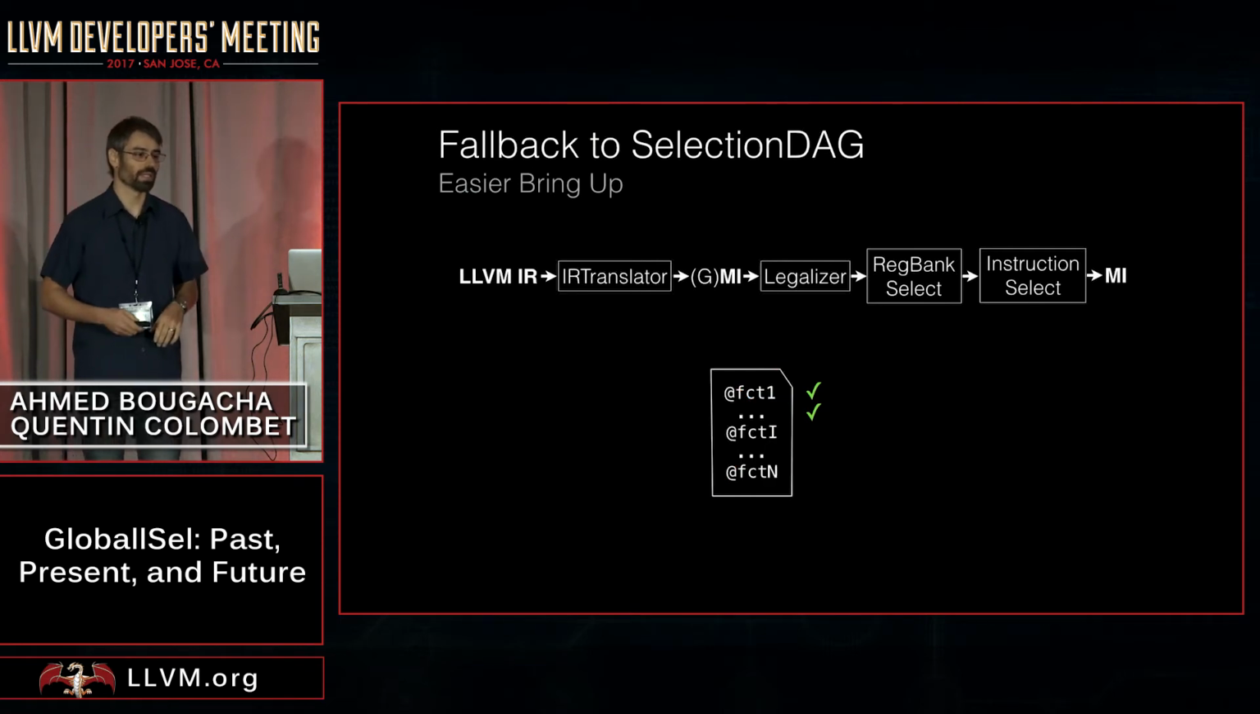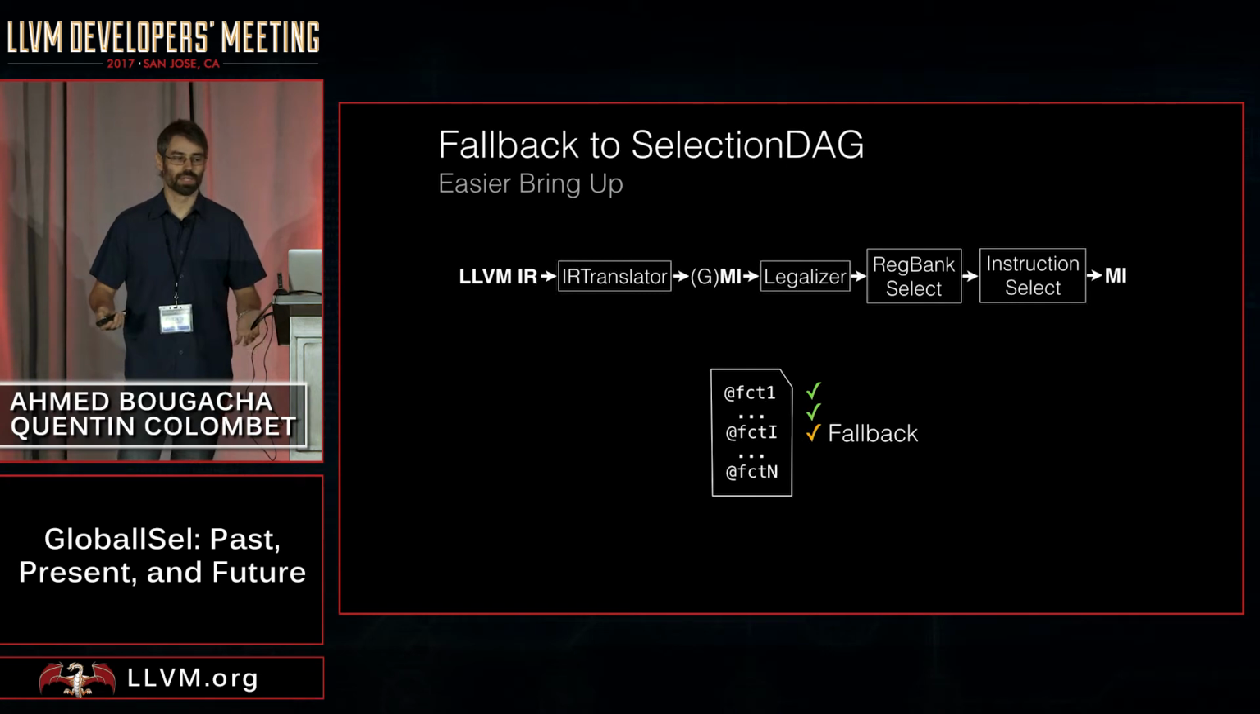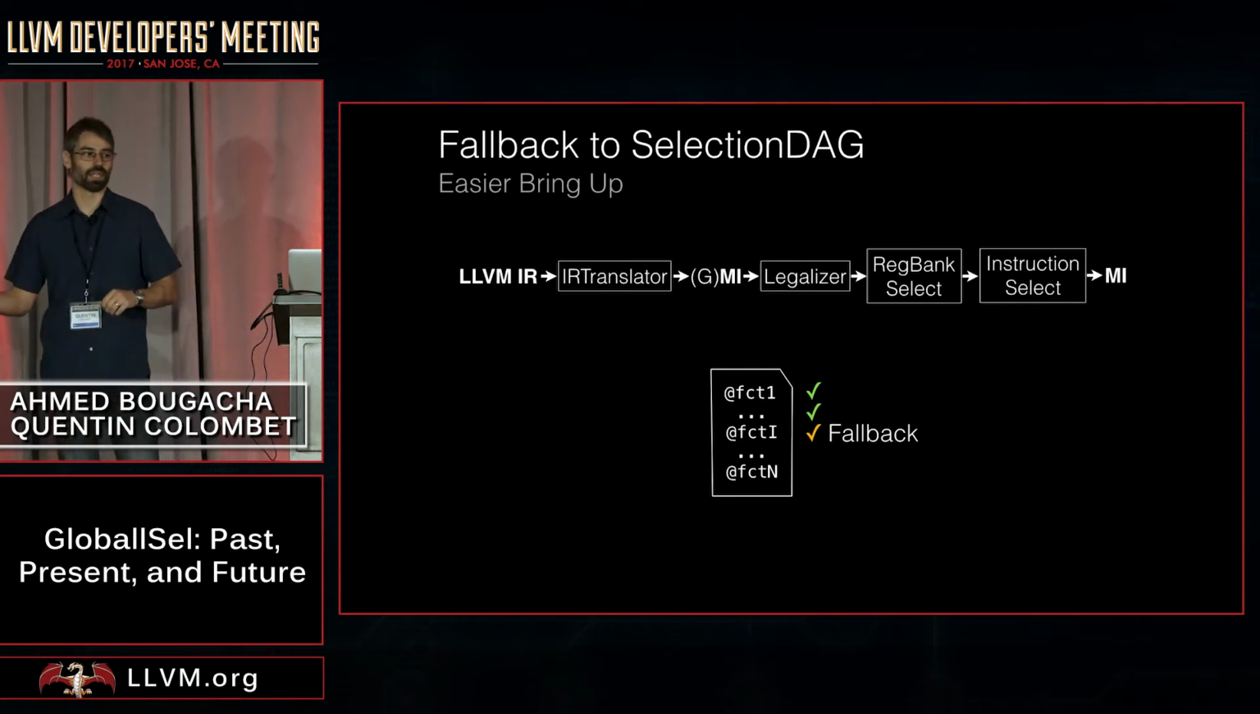So instead, we added a fallback mechanism where you can just use the legacy SelectionDAG instruction selector to select this specific function and then move to the next one.